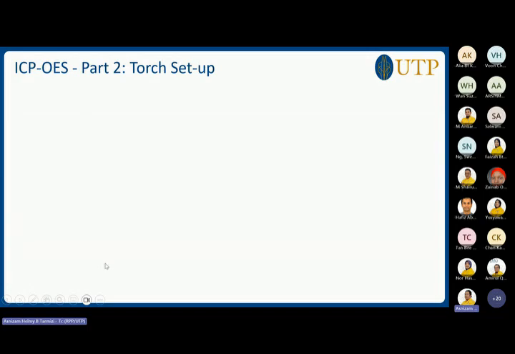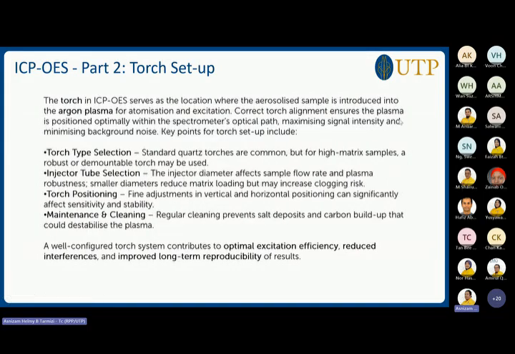This is part 2, torch setup. The torch of the ICP serves as the location where the aerosol sample is introduced into the argon plasma for atomization and excitation. Correct torch alignment ensures the plasma and the positioning of the atomization within the spectrometer's optical path, maximizing the signal intensity and minimizing background noise.